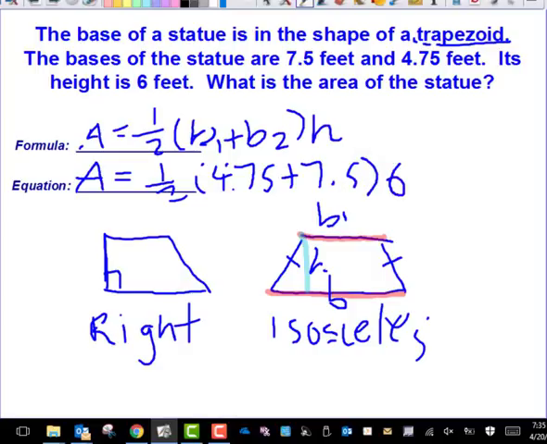So in another video or in class, we will solve this problem, but right now we just need to identify the shape and identify the formula and then write the equation. So please be sure that you have these notes on your sheet.